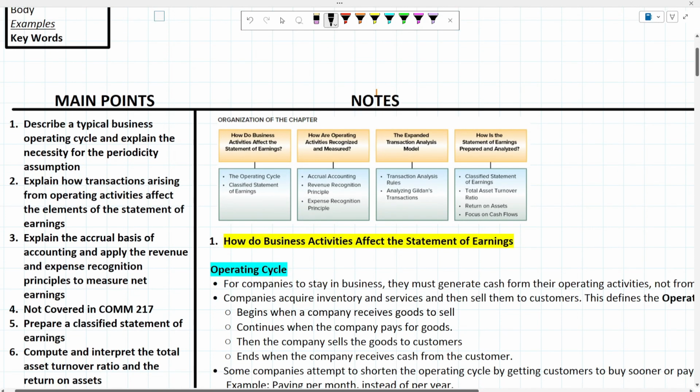One, describe a typical business operating cycle. Let me highlight that. And explain the necessity for the periodicity assumption. Two, explain how transactions arising from operating activities affect the elements of the statement of earnings. Three, explain the accrual basis of accounting. Let me highlight that in blue. And apply the revenue and expense recognition principles to measure net earnings.